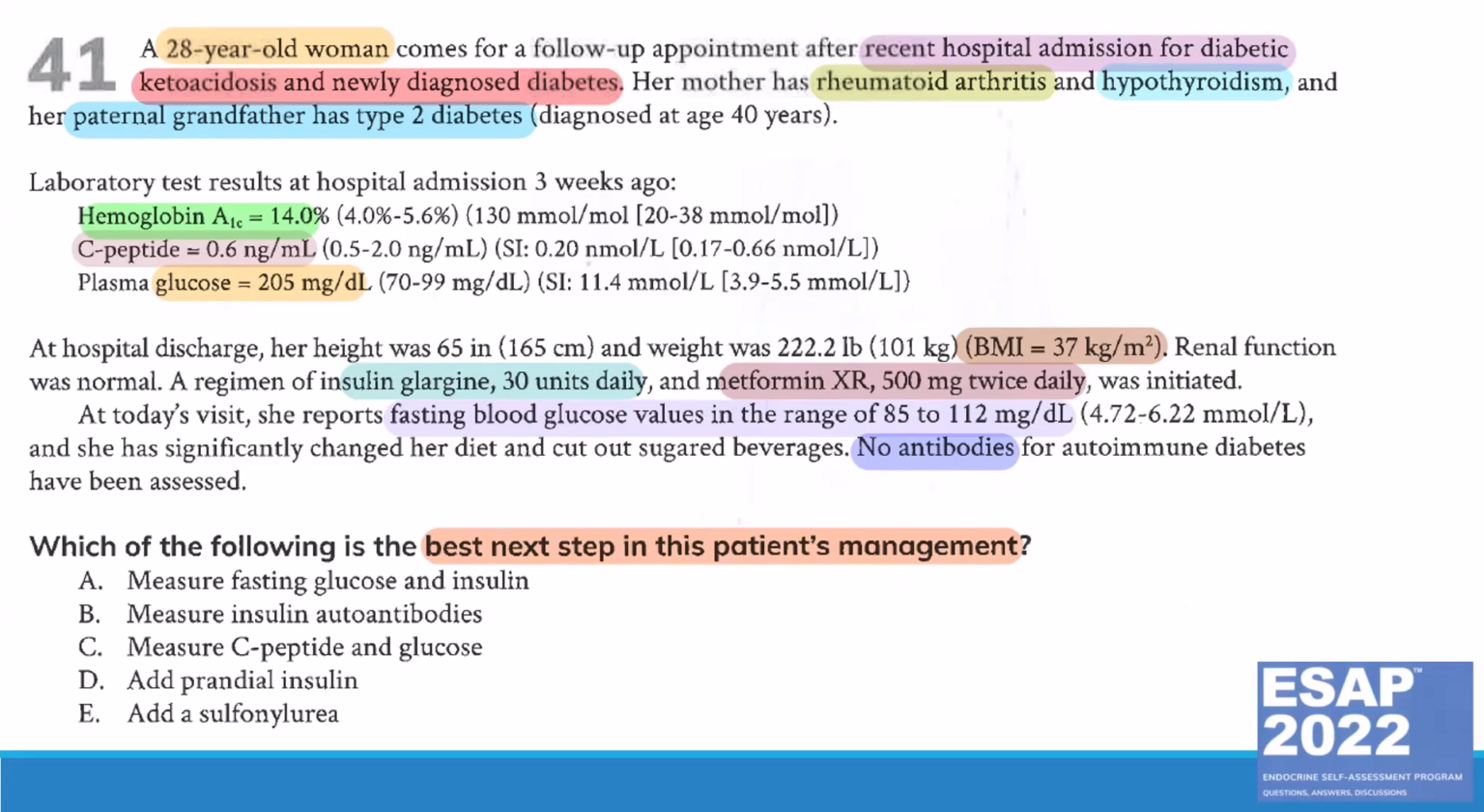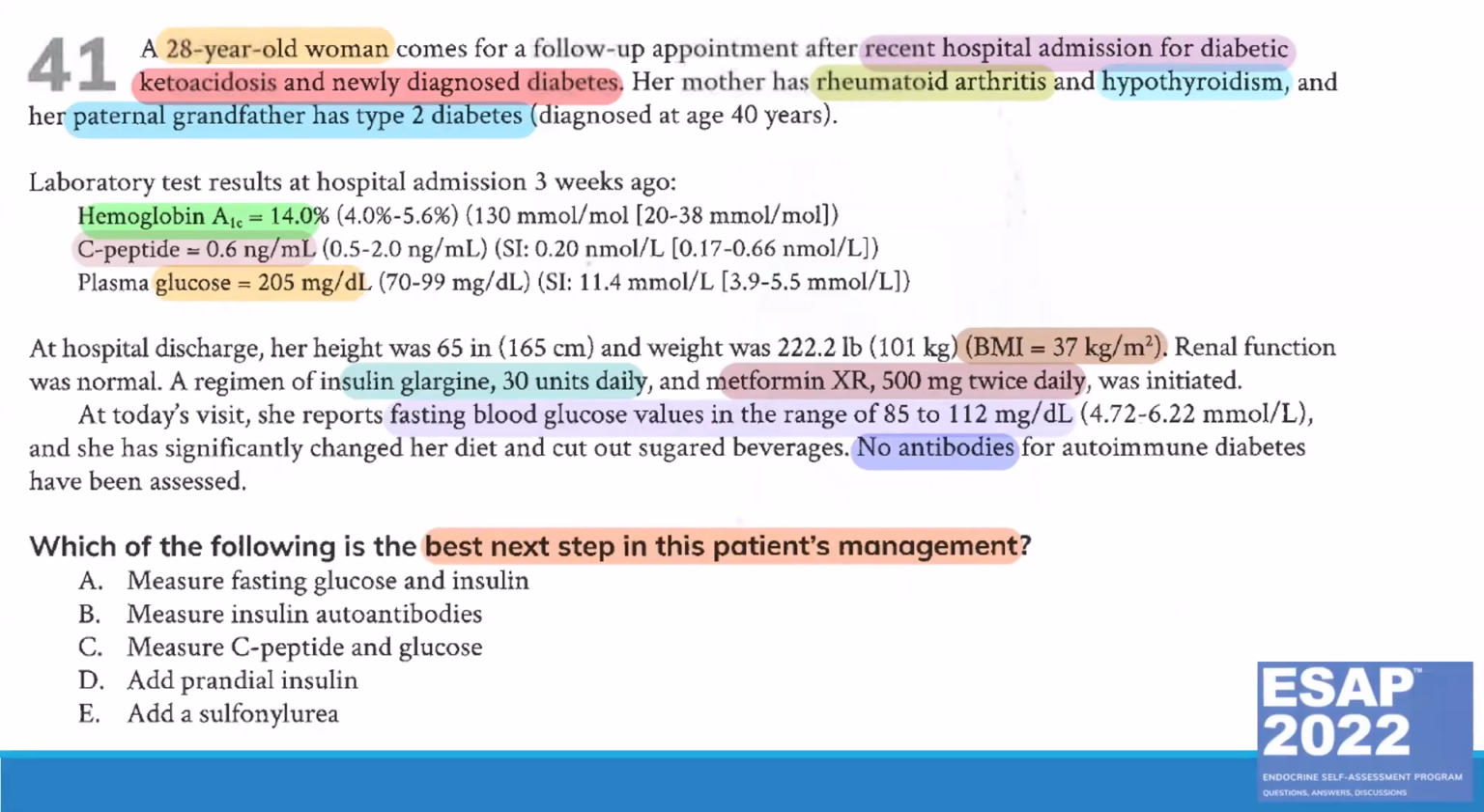Measuring fasting glucose and insulin. What is the value of measuring fasting glucose and insulin? To calculate HOMA-IR. HOMA-IR is calculated from the fasting plasma glucose and fasting insulin. And HOMA-IR as a parameter for insulin resistance is not the right answer in any question. Other options: measure insulin autoantibody, measure C-peptide and glucose, or add prandial insulin or a sulfonylurea.